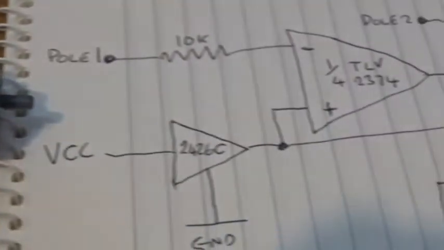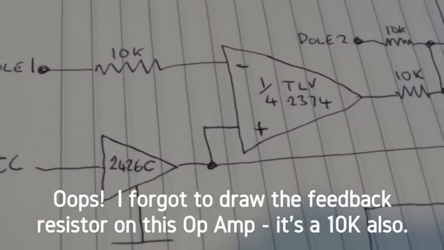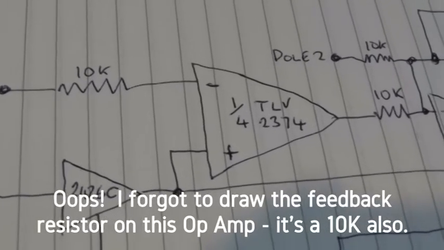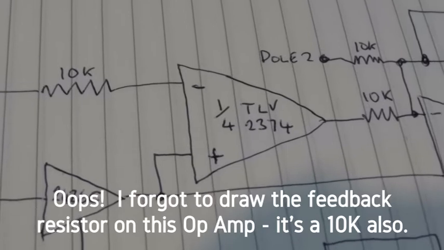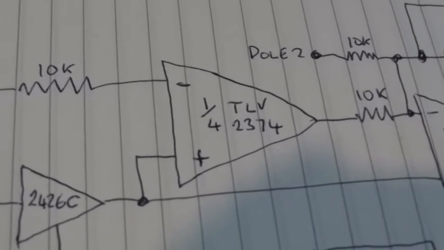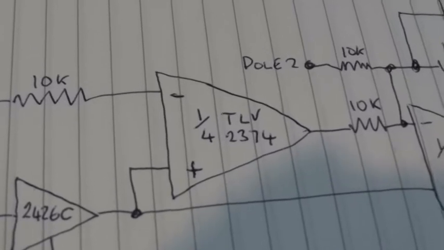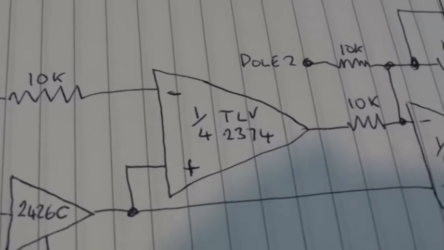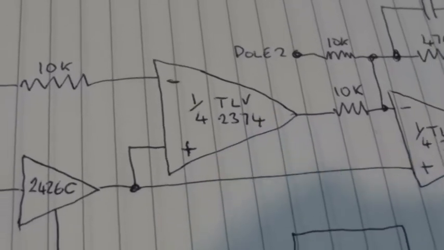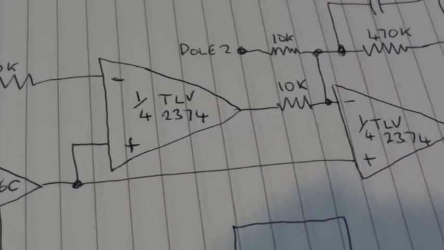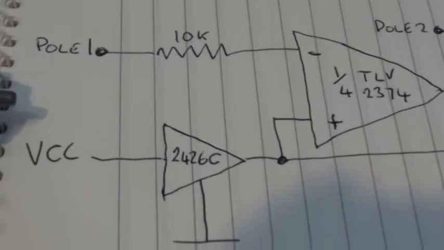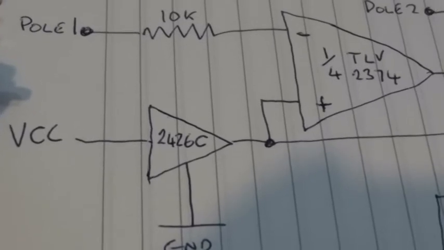And because we want the output to go close to the supply rails, if we're just running it off an Arduino, a good choice of op-amp is a TLV2374, which are fairly cheap. That's a quad package, so one of those could do both axes of the joystick. You only need the one 2426C.